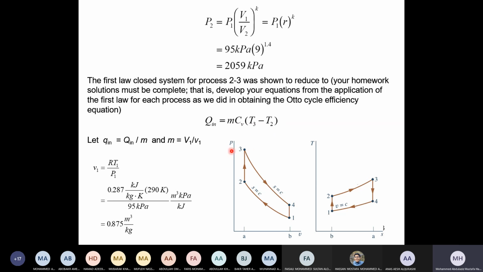In most problems, he gives me T3. But in this problem, he gives me Q. So either he gives you Q or he gives you the temperature at 3. Anyway, he's giving us Q here, so I need T3. So I need to calculate the mass first. And he has given me the total volume. So I get the specific volume, RT1 over P1 at state 1. So this will be the specific volume here.